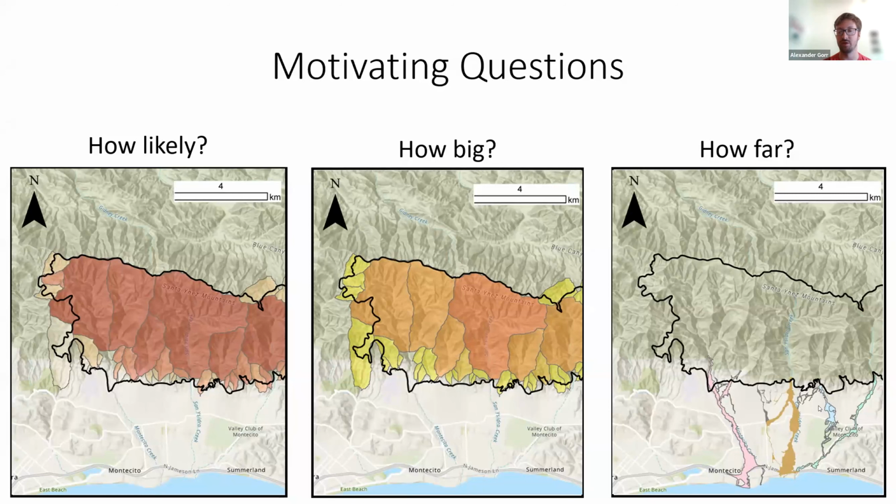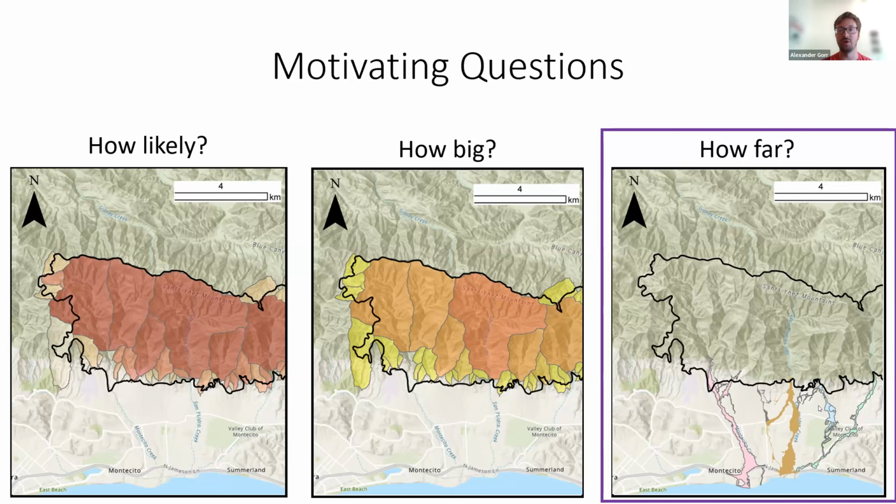But today I'd like to focus on this third question, how far? Most hazard assessments currently don't employ debris flow runout models for a variety of reasons. Some might be that a lot of established debris flow runout models are pretty computationally expensive, or they might require a number of parameters that are difficult to constrain prior to an event, especially in a scenario where time is limited, such as between the containment of a wildfire and the onset of debris flow producing rainfall. So as a result, our ability to predict the downstream impacts of post-wildfire debris flows is limited.